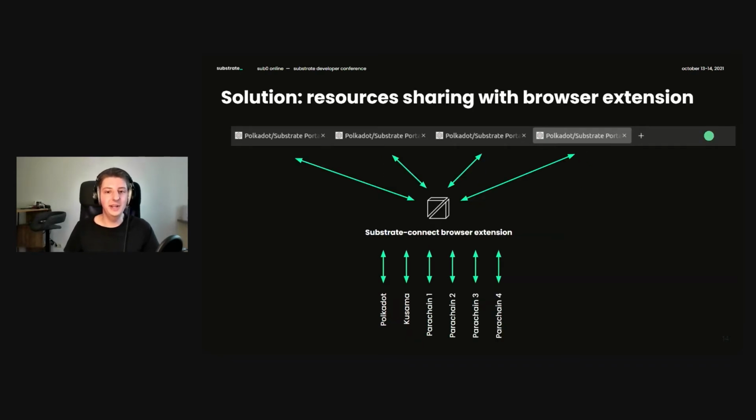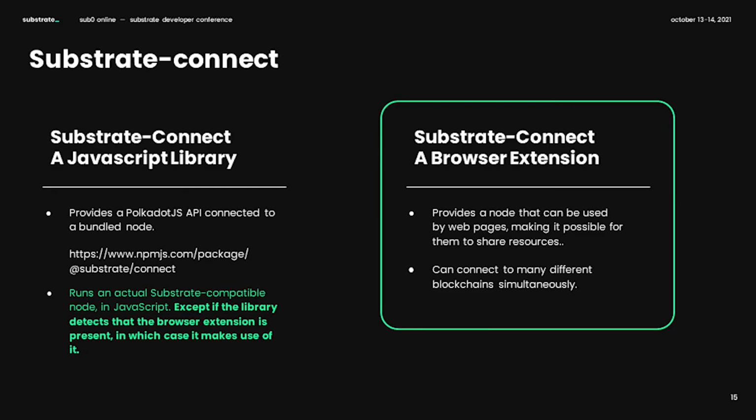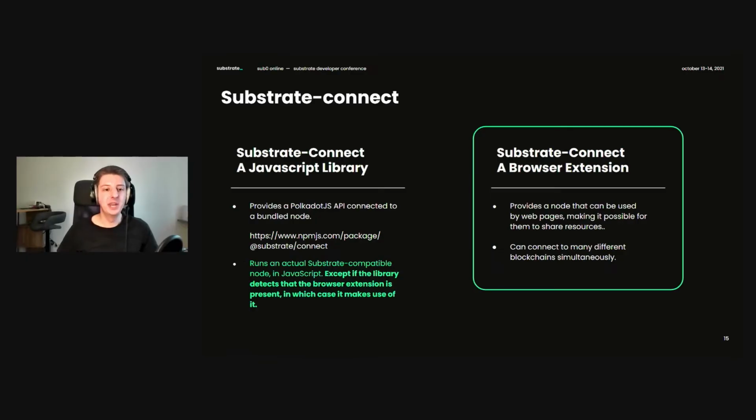In order to solve that, we are also developing a browser extension that is also called Substrate-connect. If you install it, then the various applications, the various browser tabs will detect that the extension is installed and will, instead of connecting directly to a blockchain, talk to the browser extension, and the browser extension will then connect to the blockchains, which makes it possible to share resources between the various applications. So Substrate-connect is really 2 things. It's a JavaScript library, but it's also a browser extension.